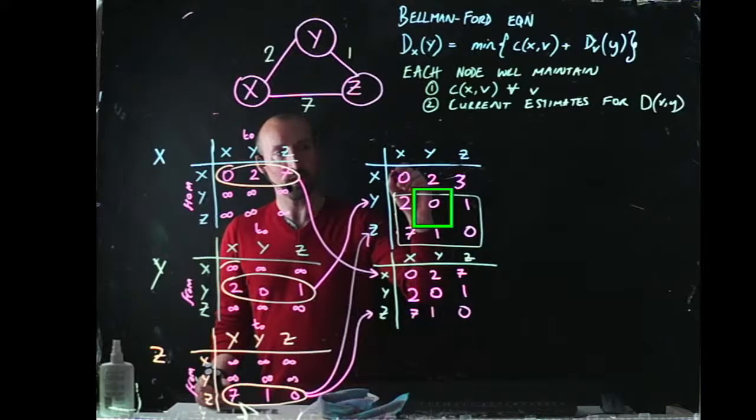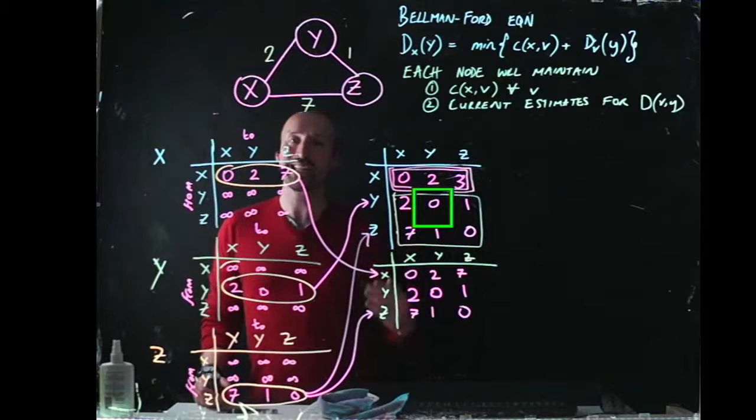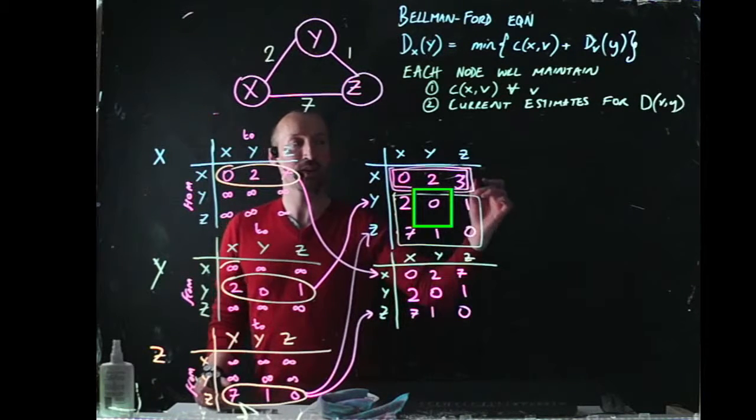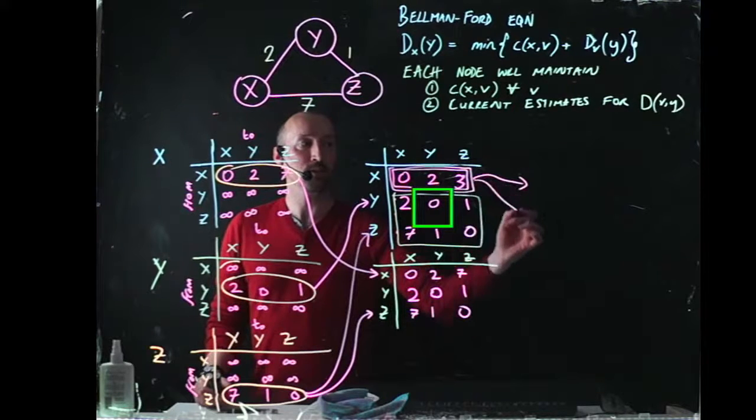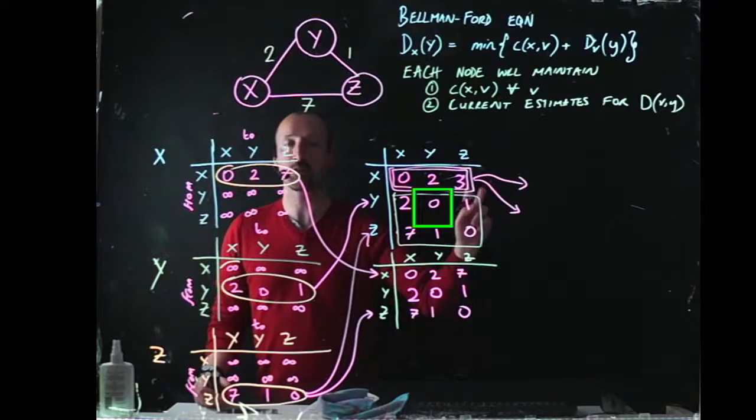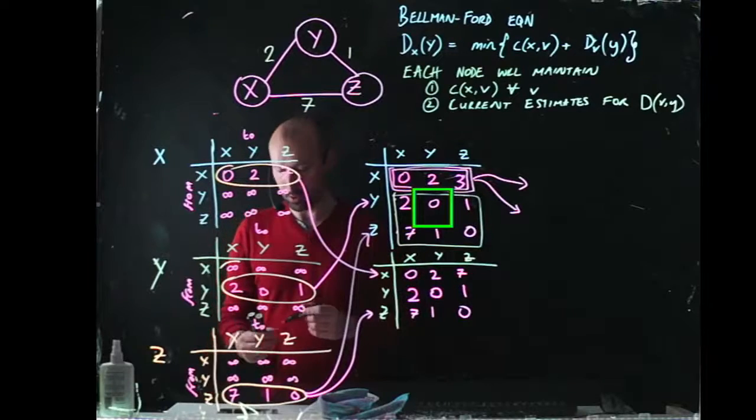Okay, so I'll just put a double box around that. So this is brand new information. We've recalculated new least cost paths. And when we have new least cost paths that we've just found, that means in the next iteration, we have to send these out to the other nodes. So we will have to send that out. That's where our next iteration will come.